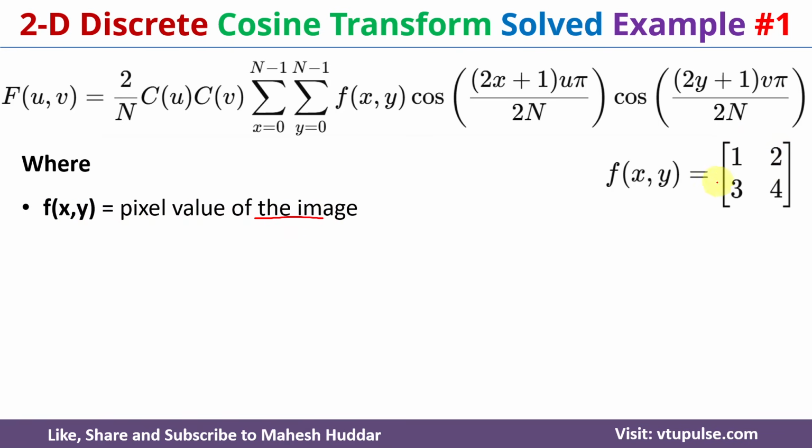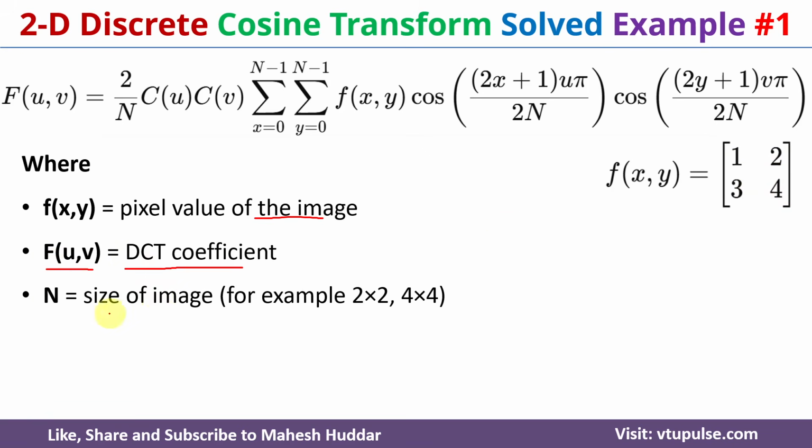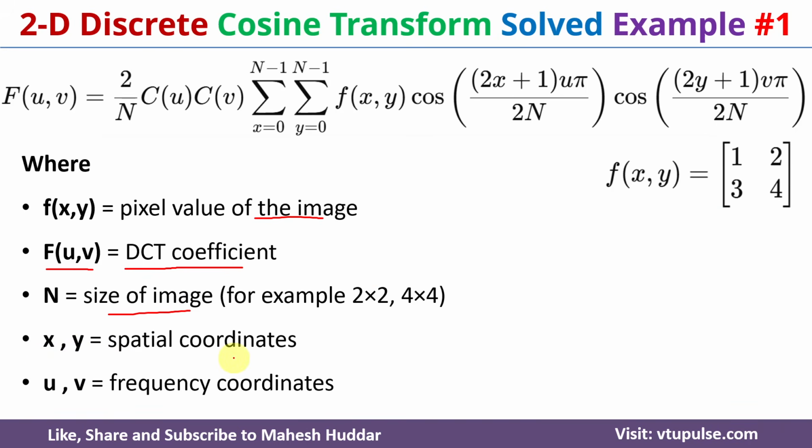That is what you can see here. These are the pixel values of that image. Those are 1, 2, 3 and 4. And f of u comma v is a DCT coefficient. N is the size of the image. Here the size of the image is 2 by 2, so n will become 2. Next, x and y are the spatial coordinates. U and v are the frequency coordinates.